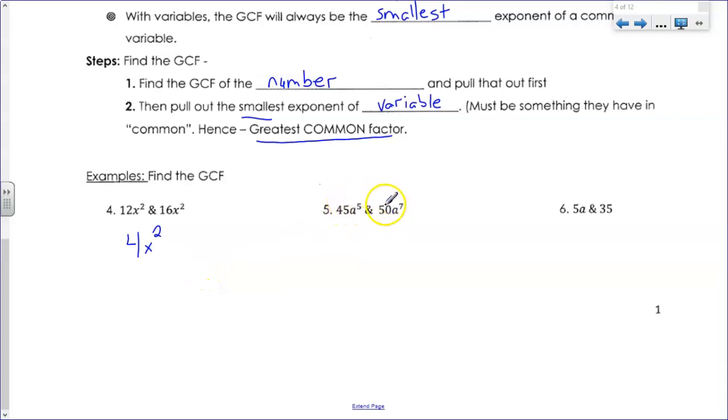We have 45 and 50. So what is the greatest number that goes into 45 and 50? And hopefully you thought of 5. And then they both have an a. And then I'm going to look at the smallest exponent, which is 5. Okay, here on example 6, what goes into 5 and 35? The number 5. 5 has an a, but 35 doesn't, so I cannot take out an a, because this is like a to the 0, so there'll be no a's to take out.